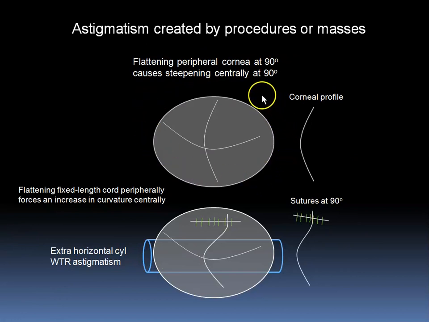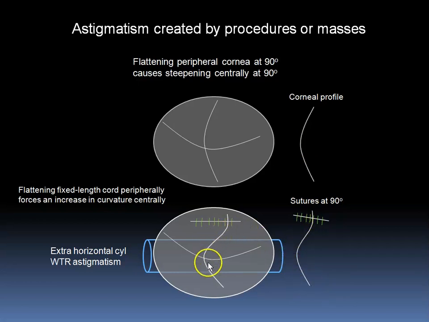Astigmatism can be created by either surgical procedures or masses that press on the peripheral cornea. In this case, we show a corneal profile here with a horizontal power and a vertical power. If we put sutures in, as shown in the 90-degree meridian, that flatten the peripheral cornea, it forces a steepening of the central cornea in the vertical axis. Here we see a fixed chord length that is flattened peripherally and therefore forces a steepening in the central area.